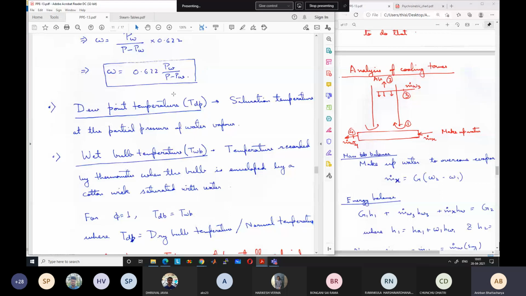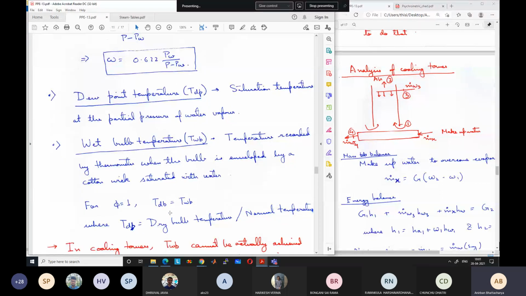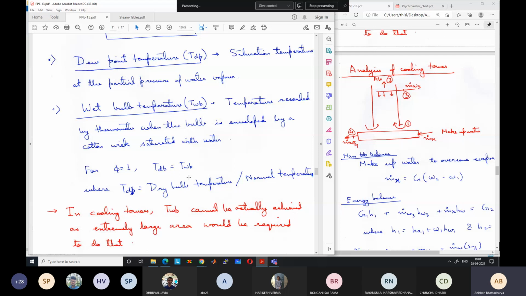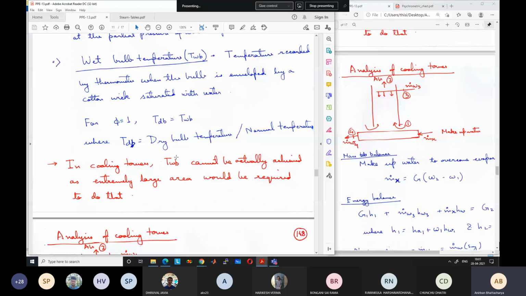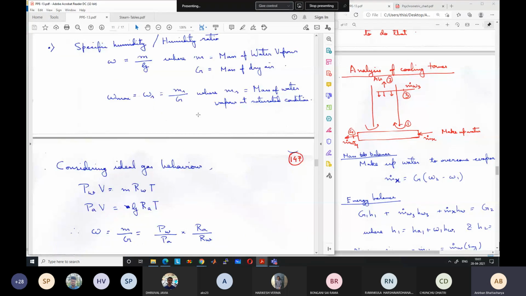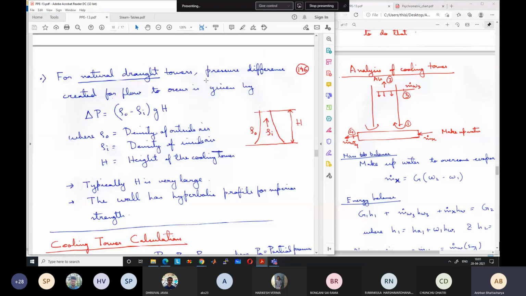In a cooling tower, we cannot achieve the wet bulb temperature as an extremely large area will be required. You will need extremely large time also for the evaporation to occur theoretically. So we reach a temperature which is a few degrees centigrade higher than the wet bulb temperature. How much higher? 6 to 8 degrees centigrade, as we have studied here, which is known as approach.